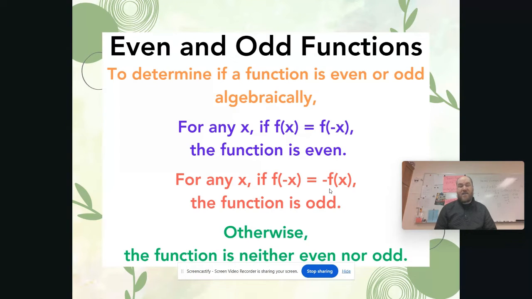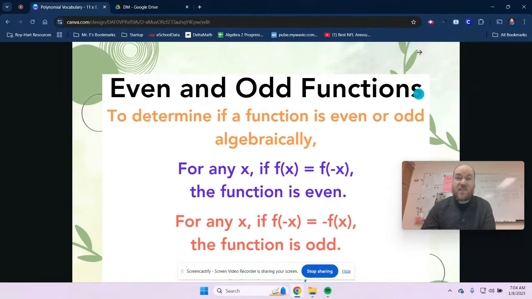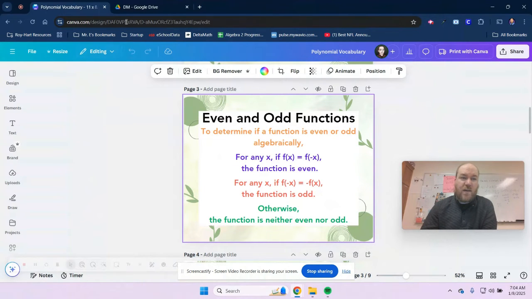And odd means if I plug in negative 5, let's say I get 12. If I plug in positive 5, I will get negative 12. So that means when you change the x to its opposite, the answer also changes to its opposite. And if that's true, then the function is odd. And if neither of those things are true, that means it's neither even nor odd. So let's look at an actual example of that, because that's complicated the way it's worded here.